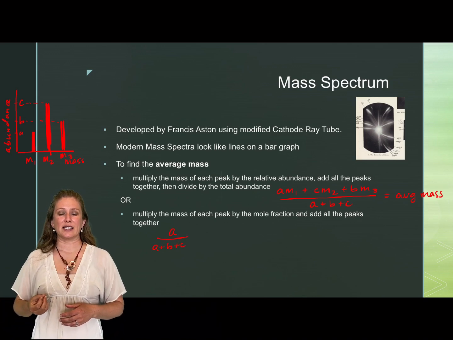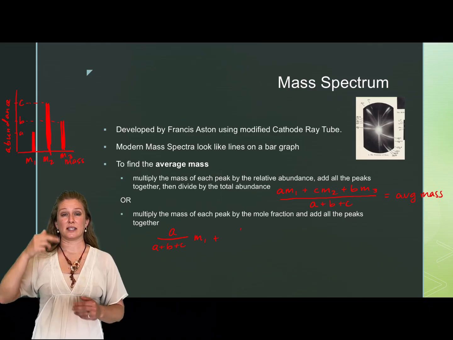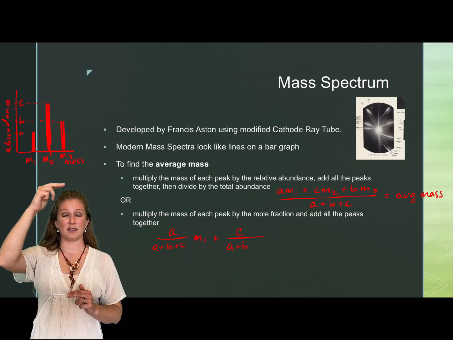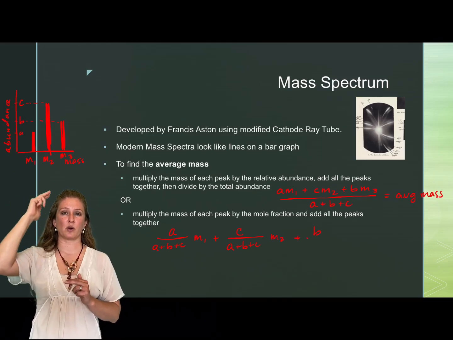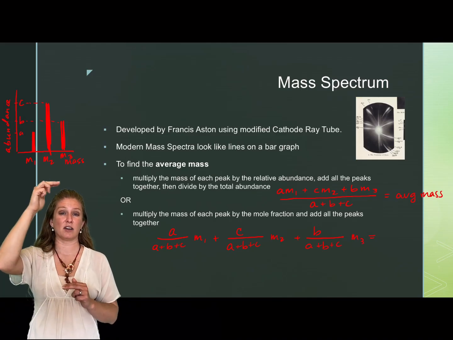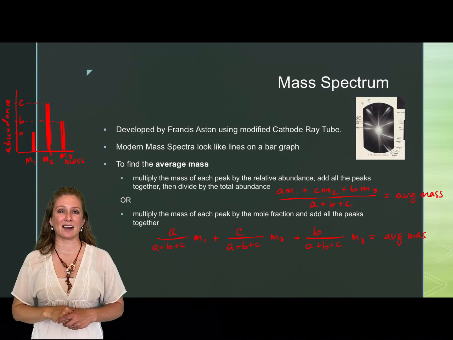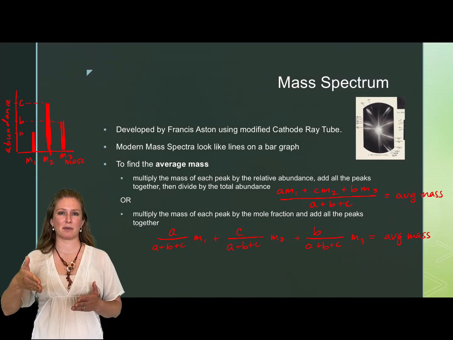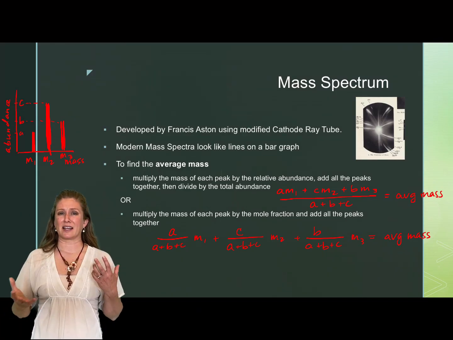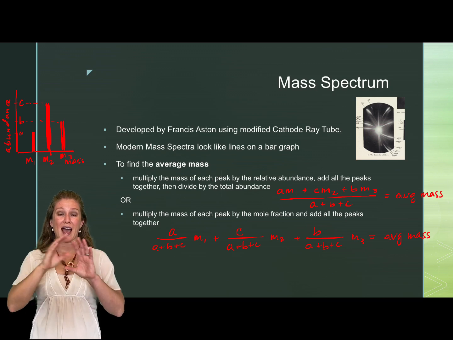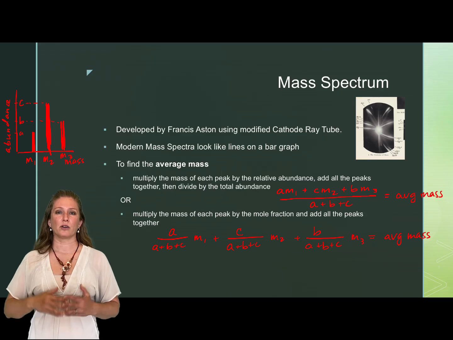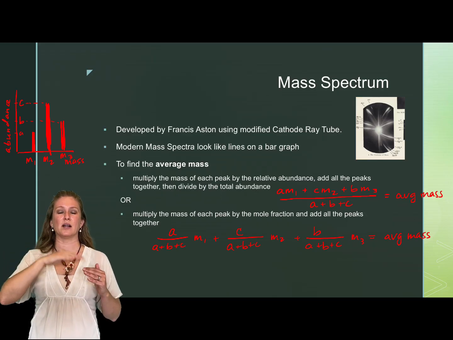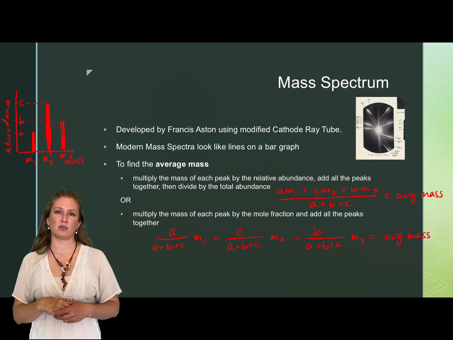The other way to do it is to individually divide the height of each bar by the total height of all of the bars. So you're finding the mass percent, or the percentage of the atoms that have that mass, and multiplying it by the mass. So it's kind of like a distributive property problem. You can add it all up and then divide everything by the total, or you can take each peak, divide it by the total, multiply it by the mass, and add up all of those different parts.